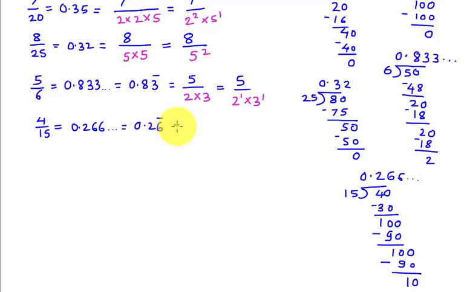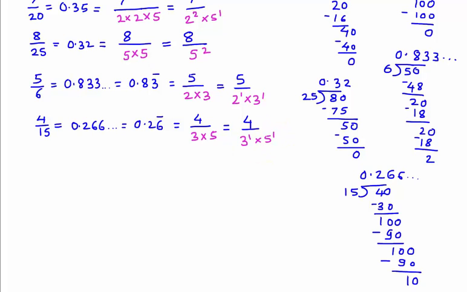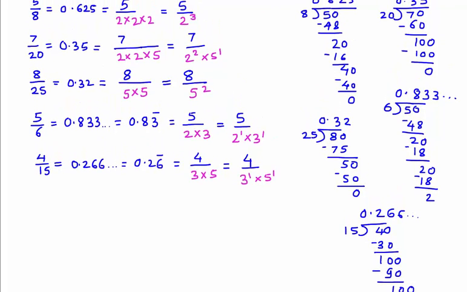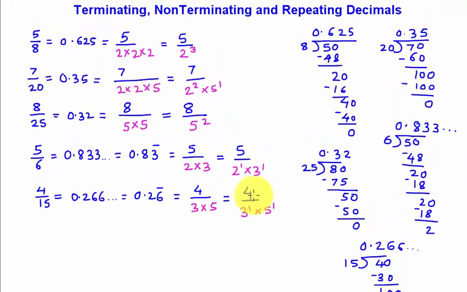Now the denominator of 4 by 15 can be prime factorized as 3 into 5. In the exponent form, the denominator will be 3 to the power 1 into 5 to the power 1. So with this we got some fractions which have terminating decimal representation and some fractions having non-terminating decimal representation. Now the question is whether it is possible to identify if a fraction has a terminating decimal representation or a non-terminating and repeating decimal representation.